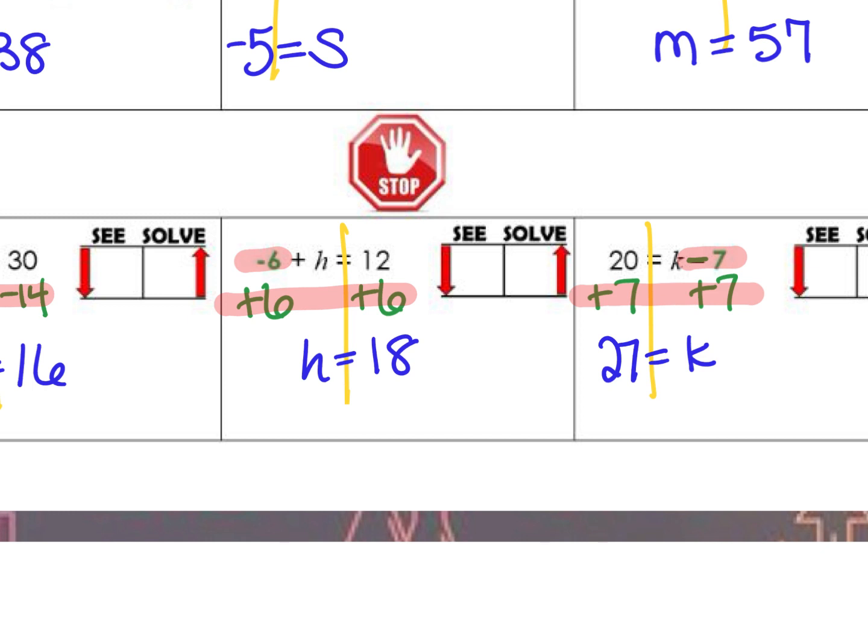Okay, remember that we are always looking for the number that is with the variable. 20 is not on the same side of the equation as the variable, so we're not going to do the opposite of 20. We want the -7 because that's with the k.